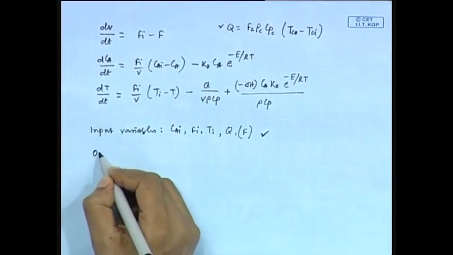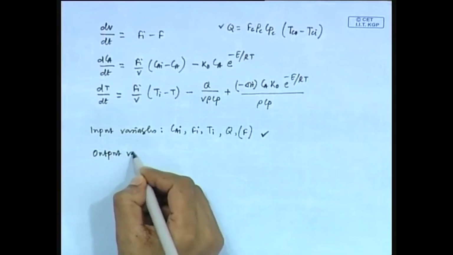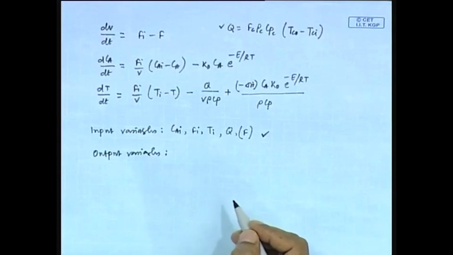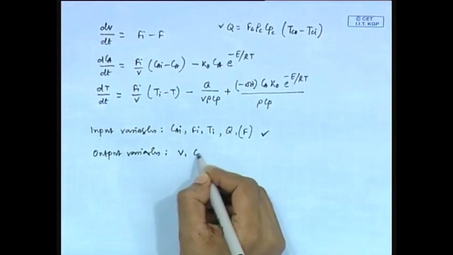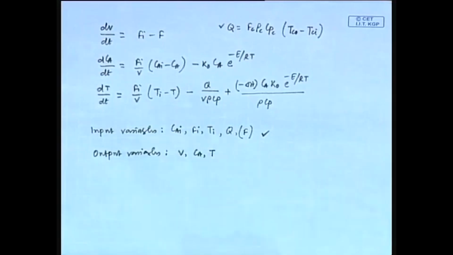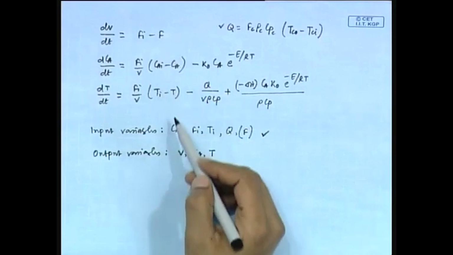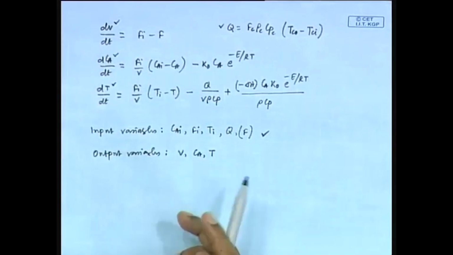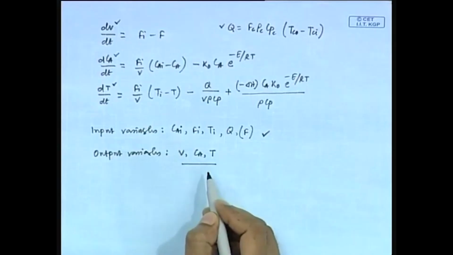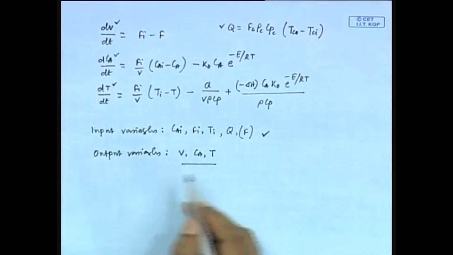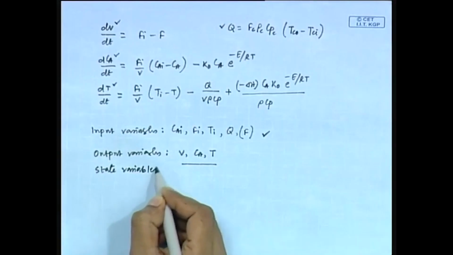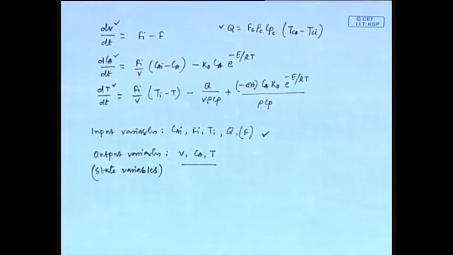What are the output variables? Output variables are here V, CA and T. See, in these three modeling equations, V, CA and T are present within the accumulation term. So, these three variables are also state variables, because they are present within the accumulation term.